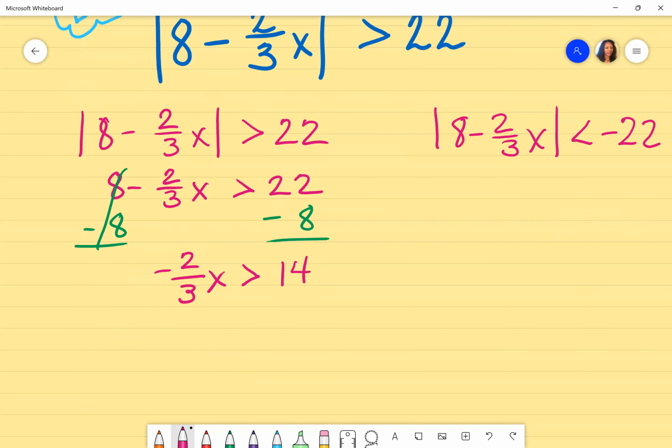Now, pay attention, because this is tricky. It can be if you're not paying attention to that. So I have a negative sign that I'm going to have to divide both sides by, which means I'm going to have to flip the sign.